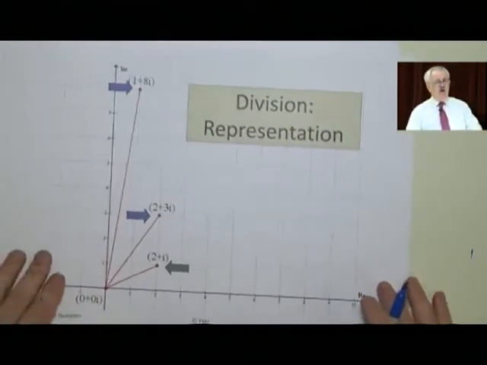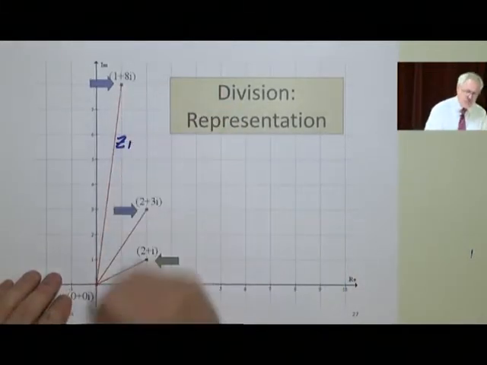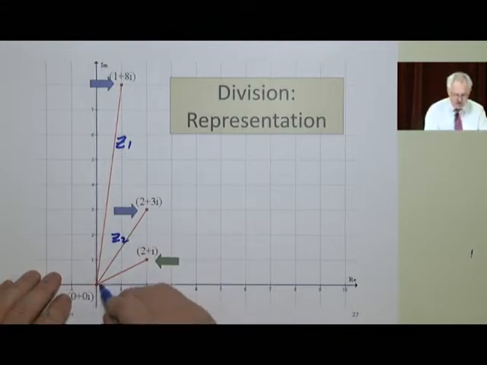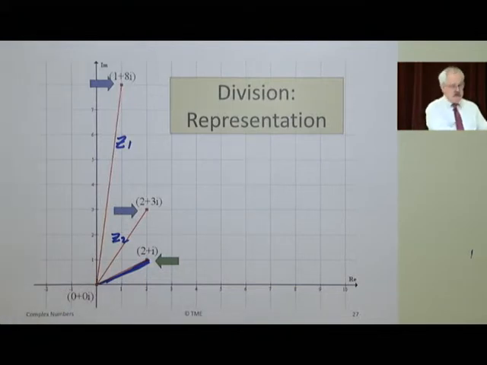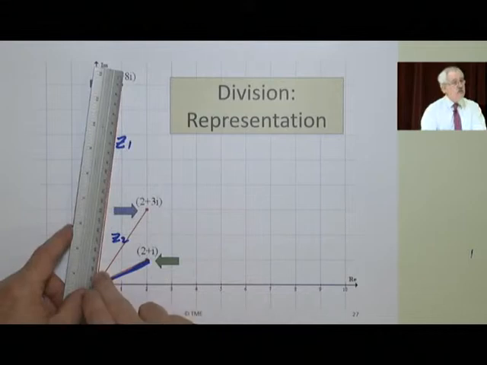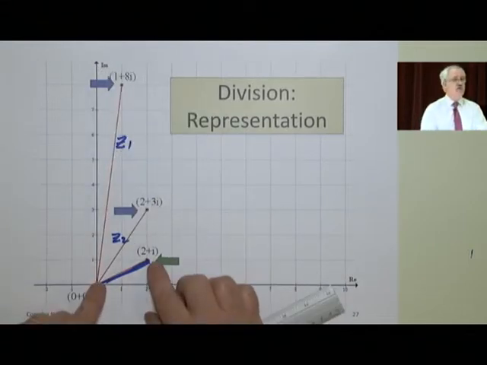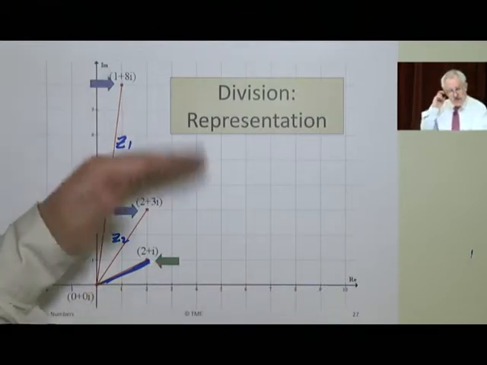Let's look at how that looks. There was 1 plus 8i, that was Z1. Here's 2 plus 3i, Z2. And here's my answer, Z3. You can see what has happened in division: something that was quite large, divided by something that's large, made something that was quite small. So in terms of the observation, that's what's happening.